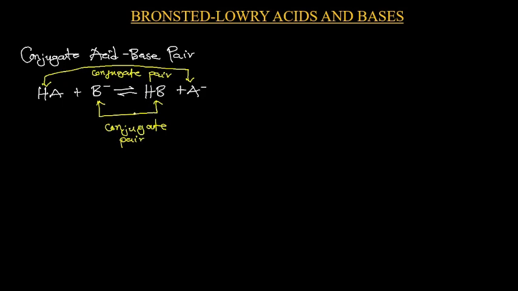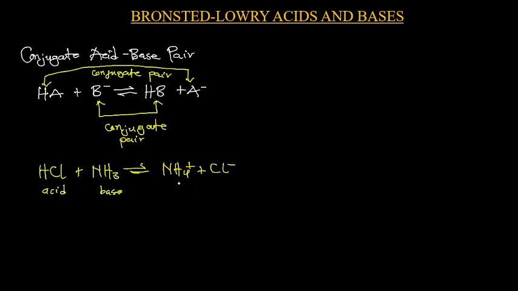All right. Now let's take a look at HCl and ammonia. HCl is an acid, and ammonia, NH3, is a base. What do you think the product would be? Your guess is as good as mine. This is going to be NH4 plus and Cl minus. When we consider the pair, we call this the acid because it's the one donating the proton, and this one becomes the base because it's accepting the proton.